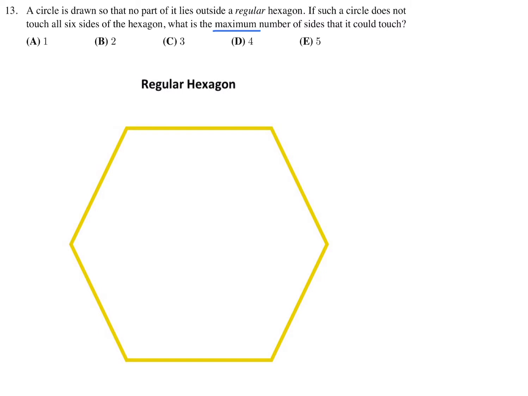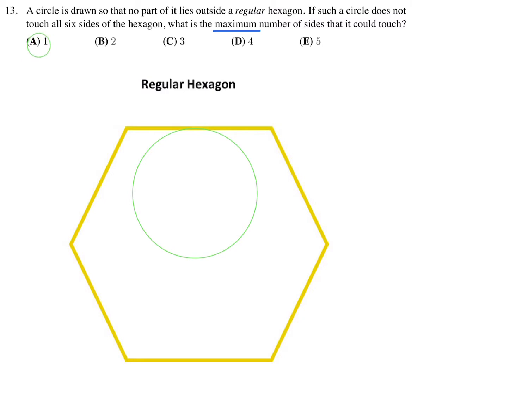The first thing they tell you is that for the circle that is drawn inside, no part of it lies outside of the hexagon, right? So here's one example. No part of this circle lies outside the hexagon. Now, how many of the sides does this circle touch? Well, 0, okay? But 0 is not one of our answer choices, but I just wanted to show you that. How about if I draw a circle like this? It touches one of the sides, and therefore 1 is possible.